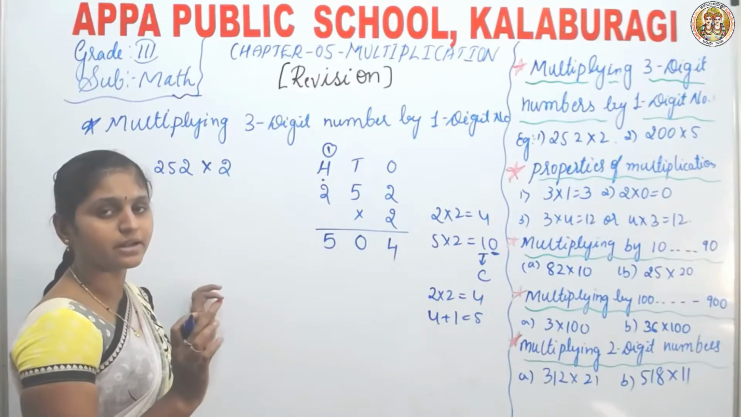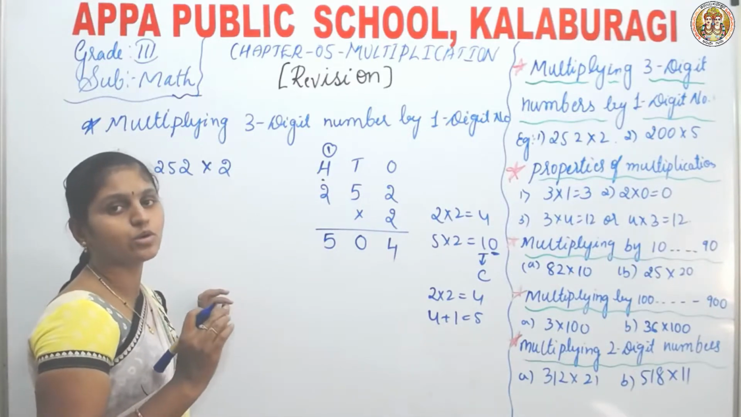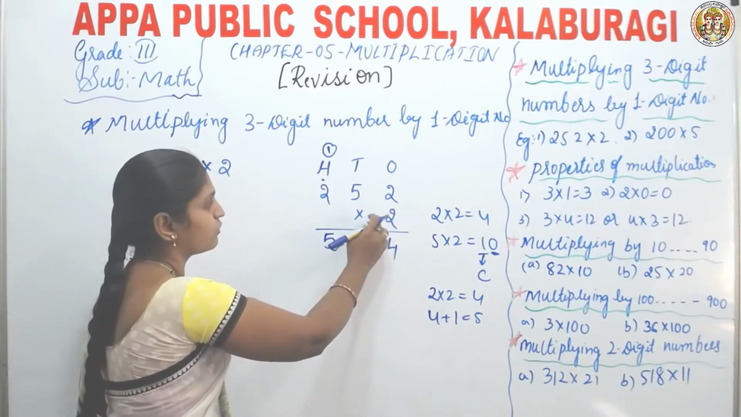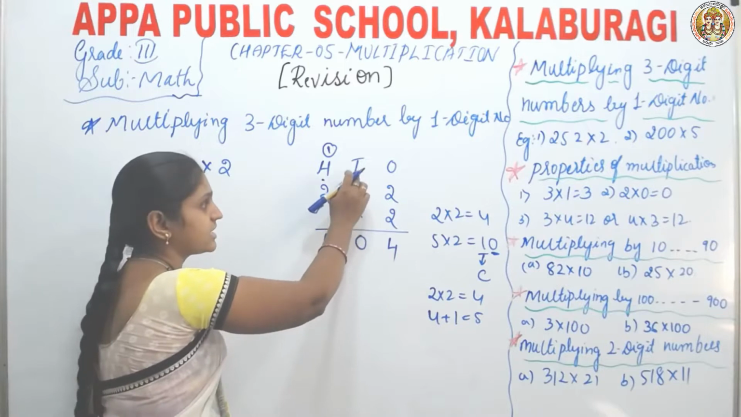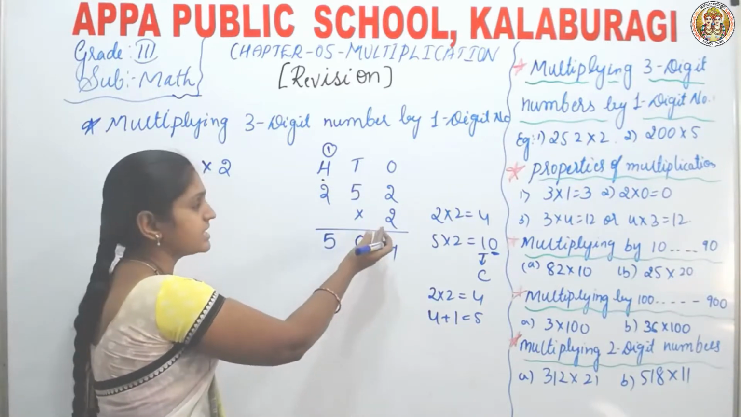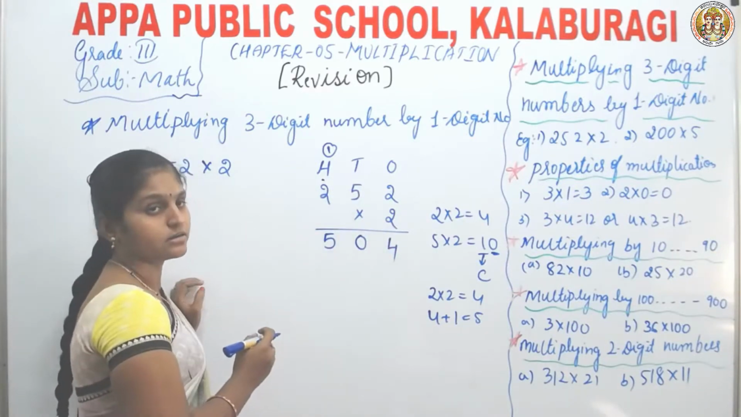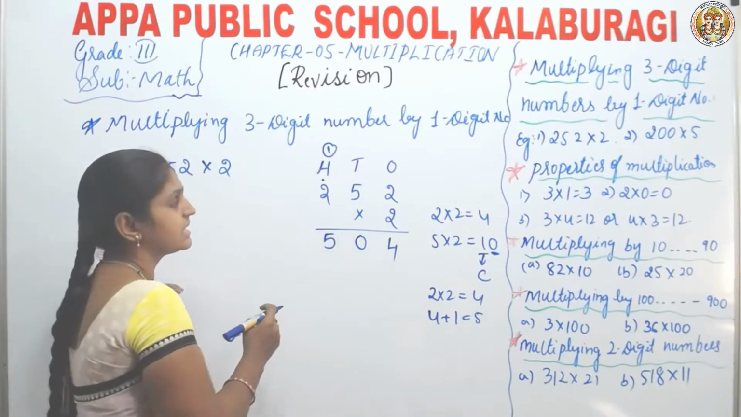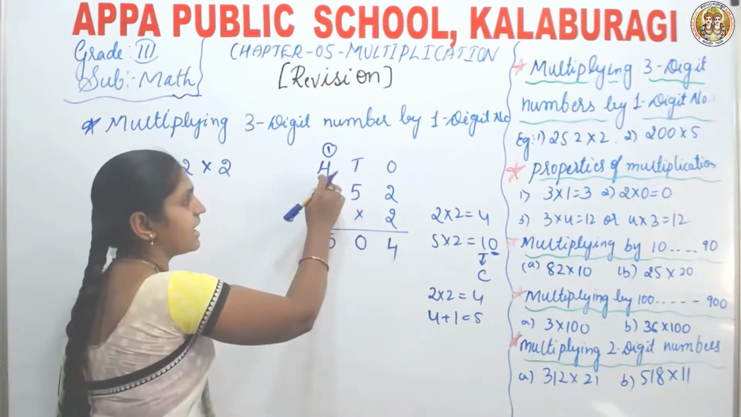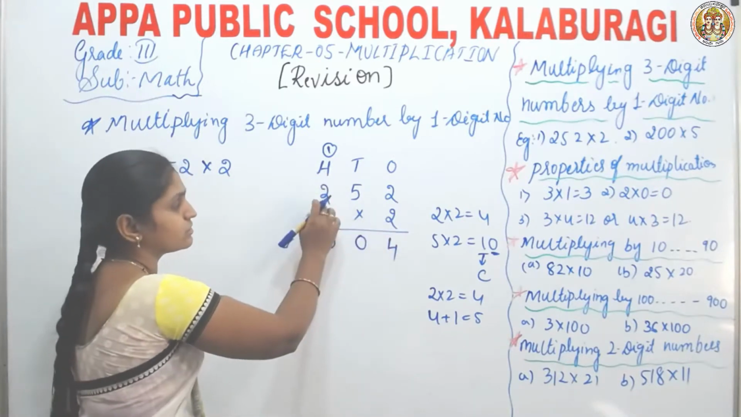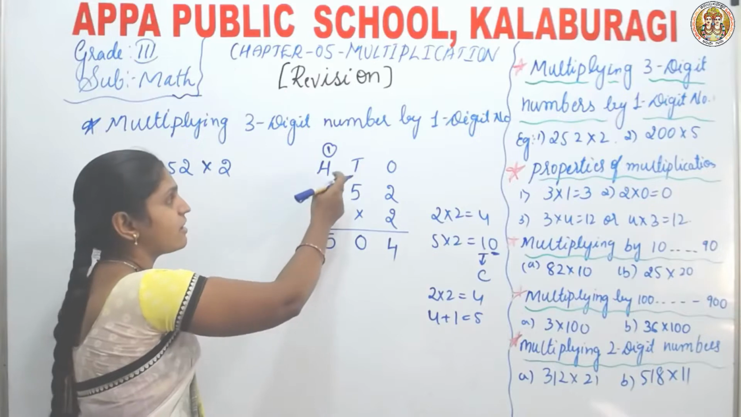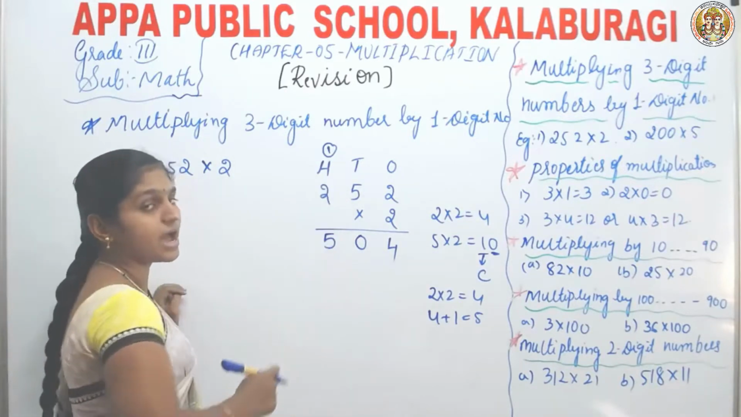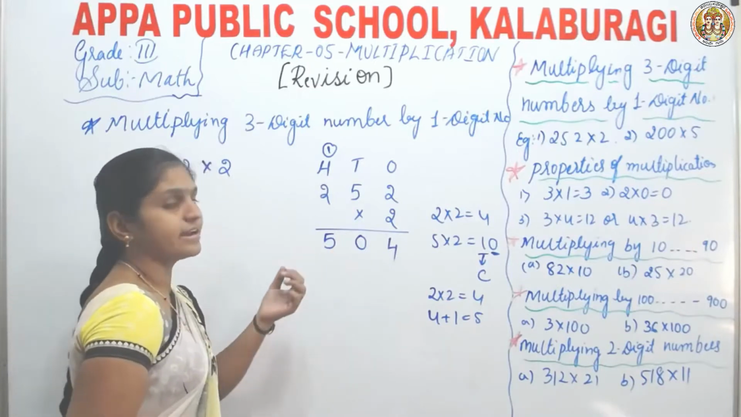In which place you are multiplying, in that place you have to write. 2 twos are 4, ones place. 2 fives are 10, it is the tens place. 1 is carried forward. Next, we have kept the carry in the hundreds place. Then we multiplied with the hundreds place, 2 twos are 4. Then we added the carry, 4 plus 1, 5. We have written it in the hundreds place.